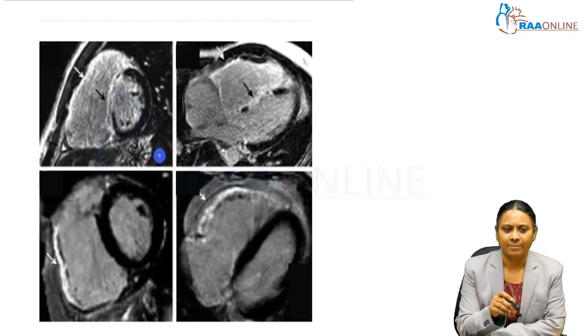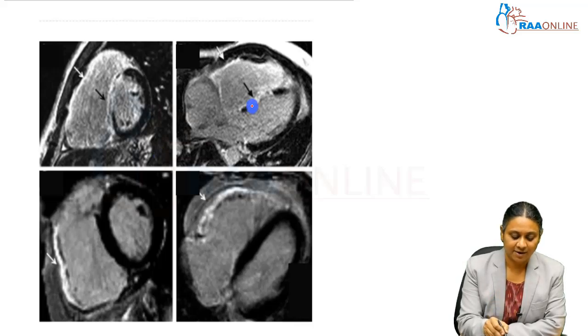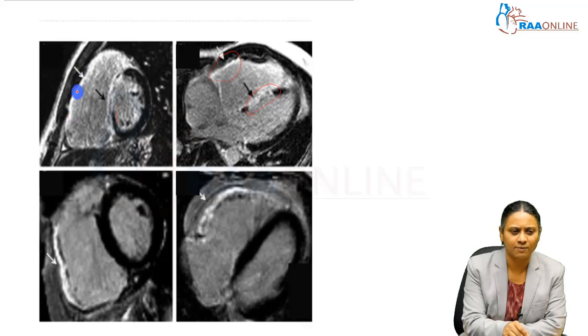This MRI picture is to show the difference between sarcoidosis and ARVC. So in this picture there is involvement of the interventricular septum as well as the RV free wall. There is late gadolinium enhancement. You can see there is scarring of both the septum and the RV free wall, which is in the typical area of the triangle of dysplasia.